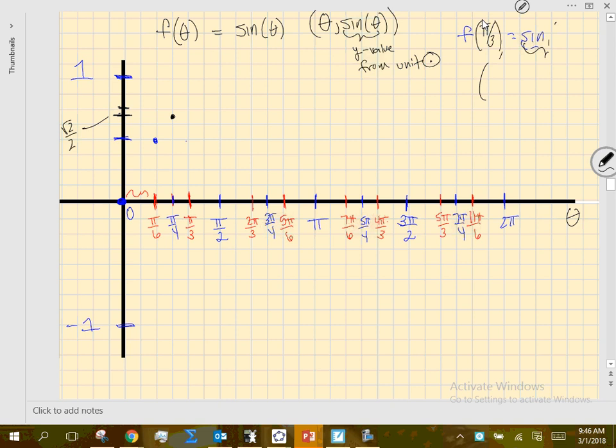So I evaluate pi over 3 for the sine function. Pi over 3 is my independent variable. Then the y-coordinate becomes radical 3 over 2, right? It's the y-coordinate on the unit circle when you have pi over 3 as your t value or your theta.